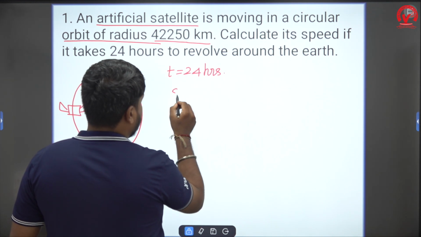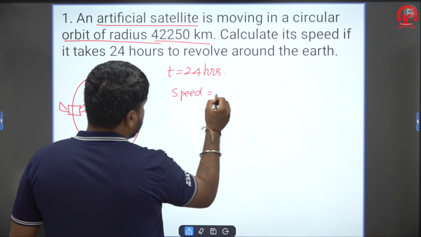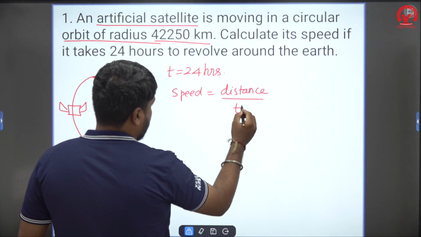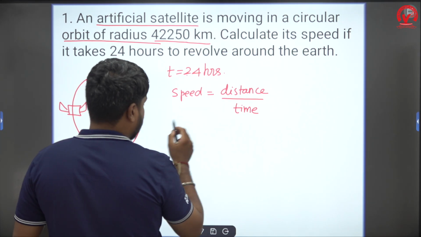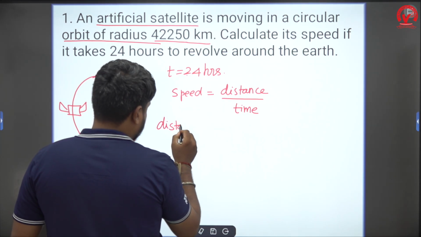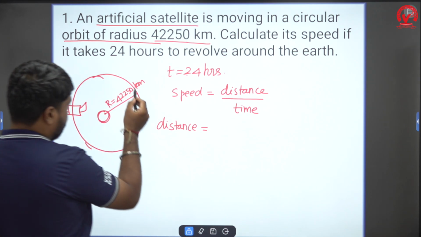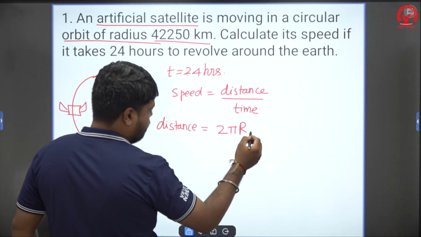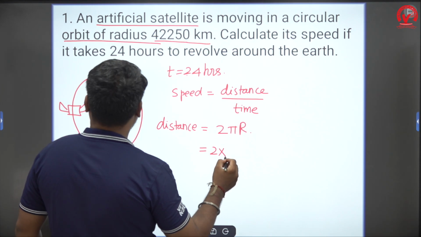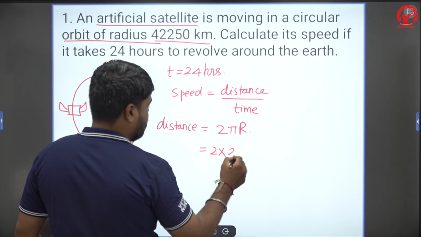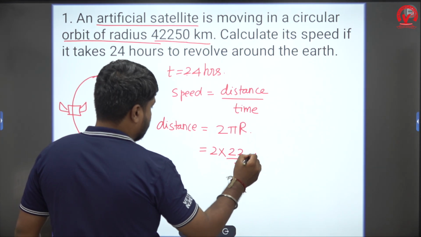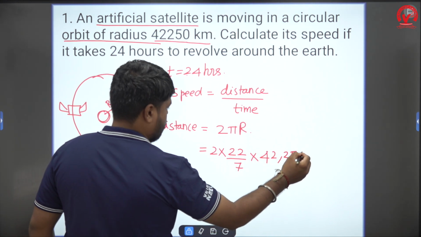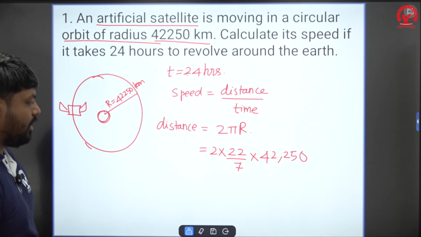So calculate speed. Speed is equal to distance by time. We know the time here. What's the distance? It is moving around one complete circle, so it is the circumference of the circle, 2 pi r. So 2 into pi is 22 by 7 into 42,250. 2 pi r.